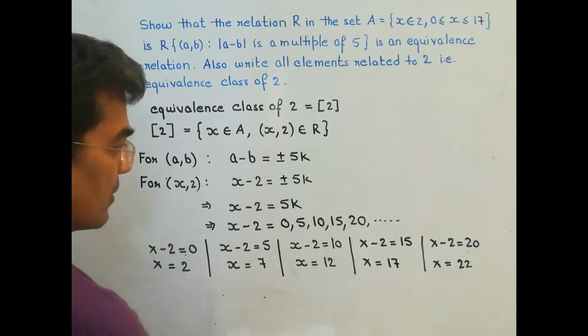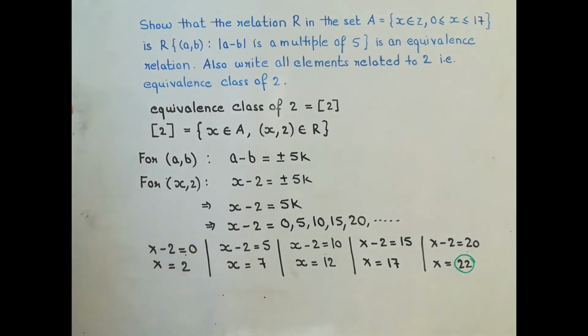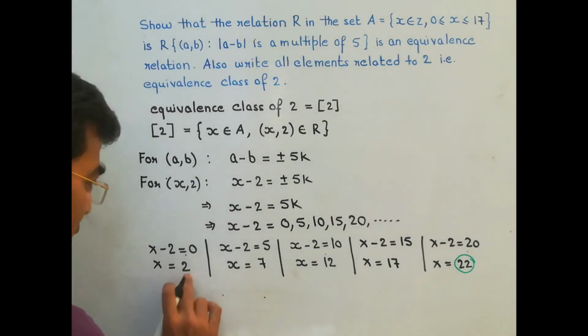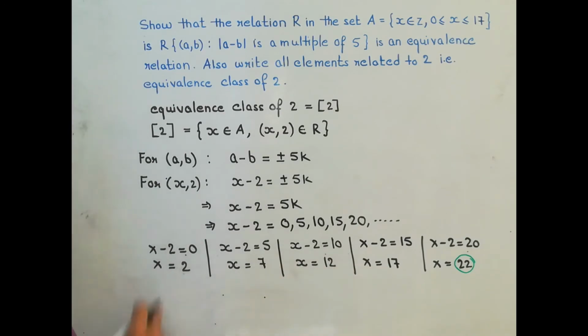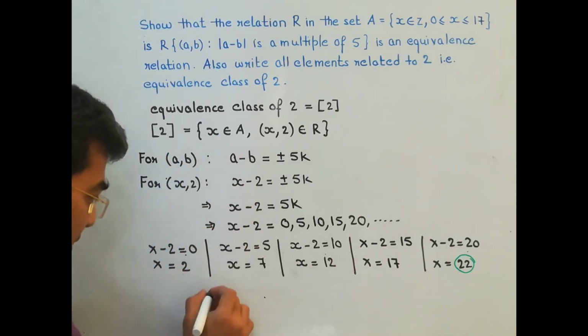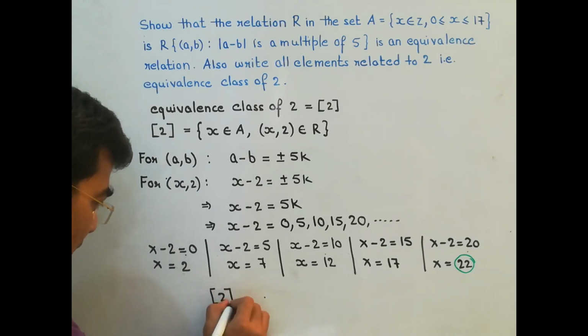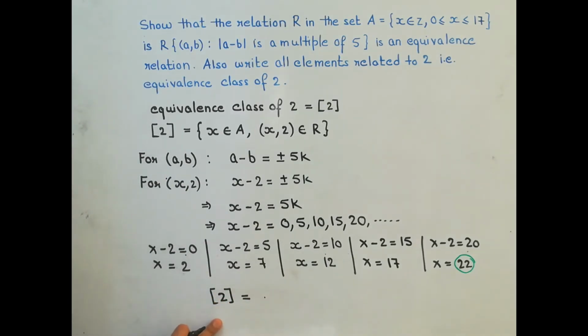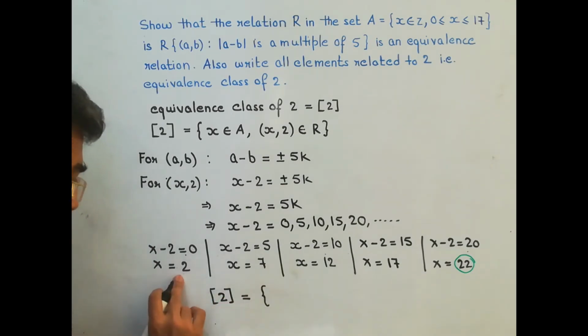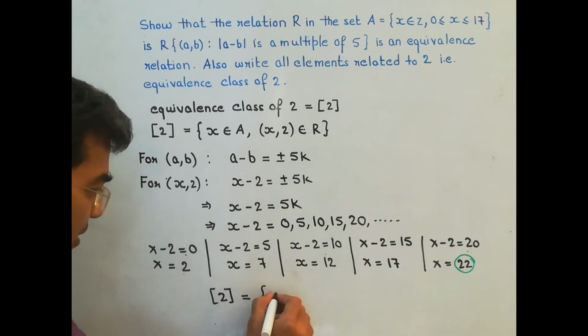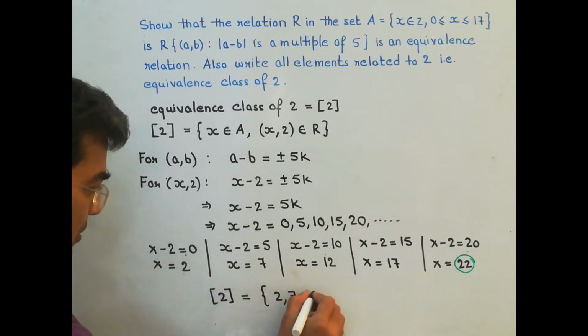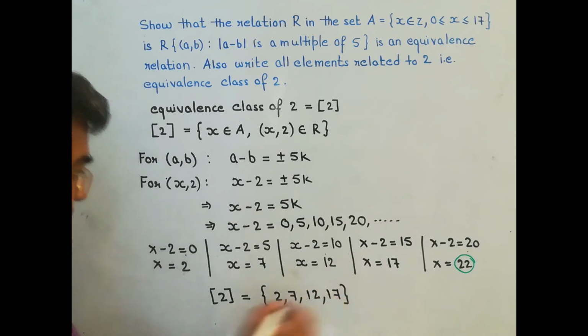So here we can say that this value, as you can see, does not exist in A, and x belongs to A. Whereas this value, you can see 22 is not existing in A. So the values of x satisfying the above relation will be 2, 7, 12 and 17. And these values of x were to be taken from A. So the equivalence class of 2 will be the values of x satisfying the above relation: 2, 7, 12 and 17.